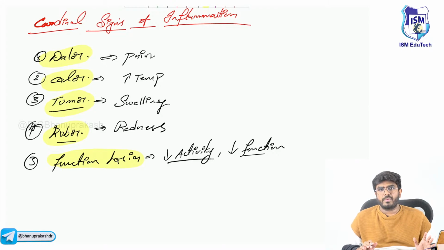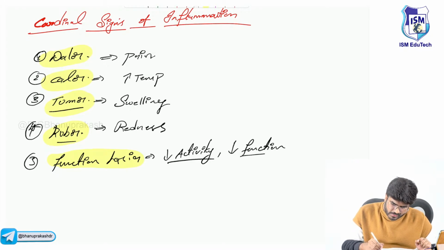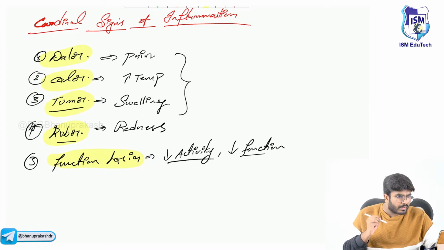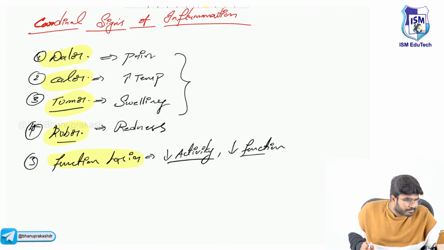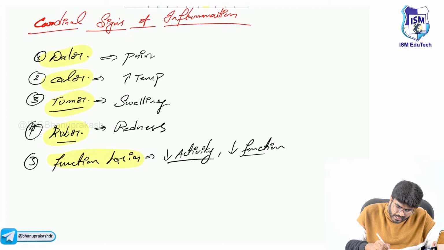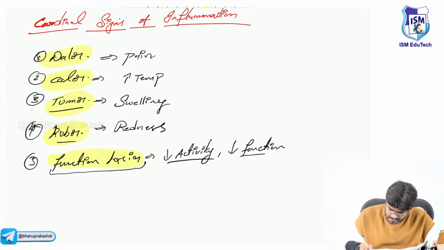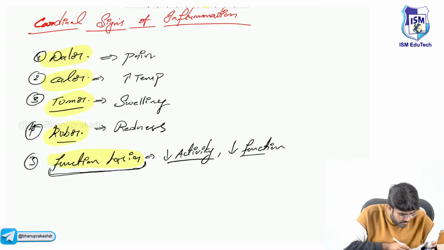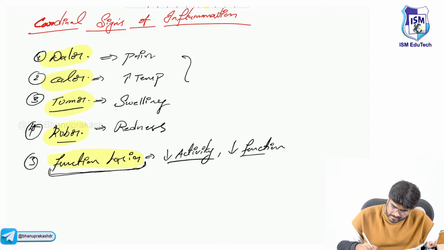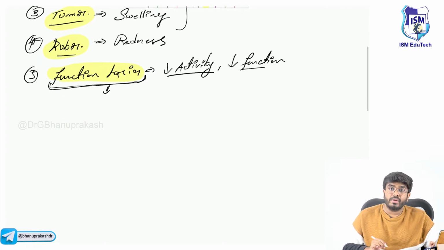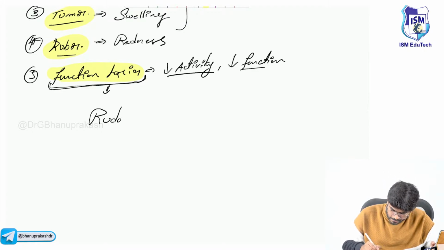Whenever you have inflammation, that tissue is going to show these 5 cardinal signs. Out of these 5, the first 4 cardinal signs are given by a separate person, and the 5th cardinal sign is given by another person. Do you have any idea? Yes, excellent. The first 4 cardinal signs are given by Celsus. And the 5th cardinal sign, functio laesa, is given by Rudolf Virchow.